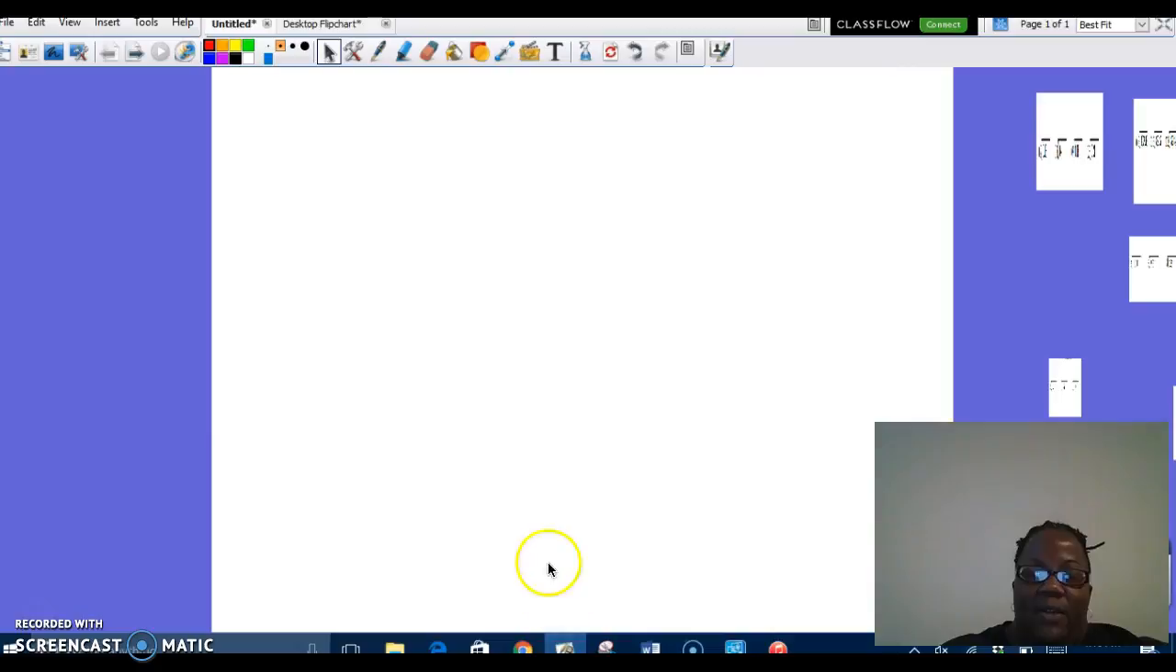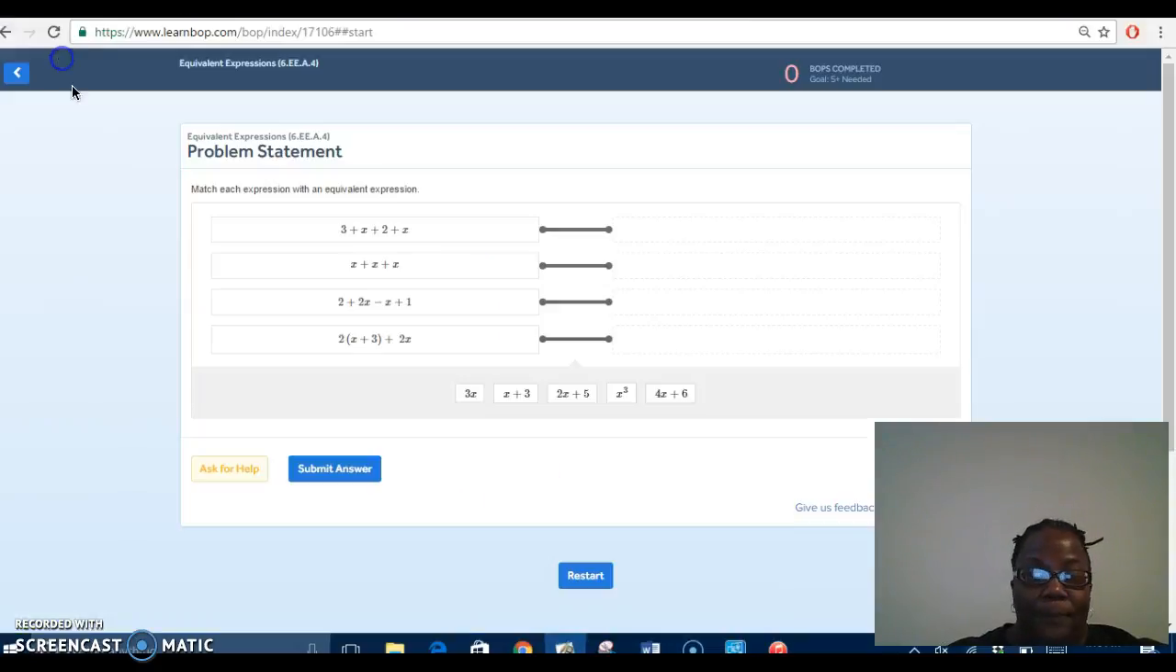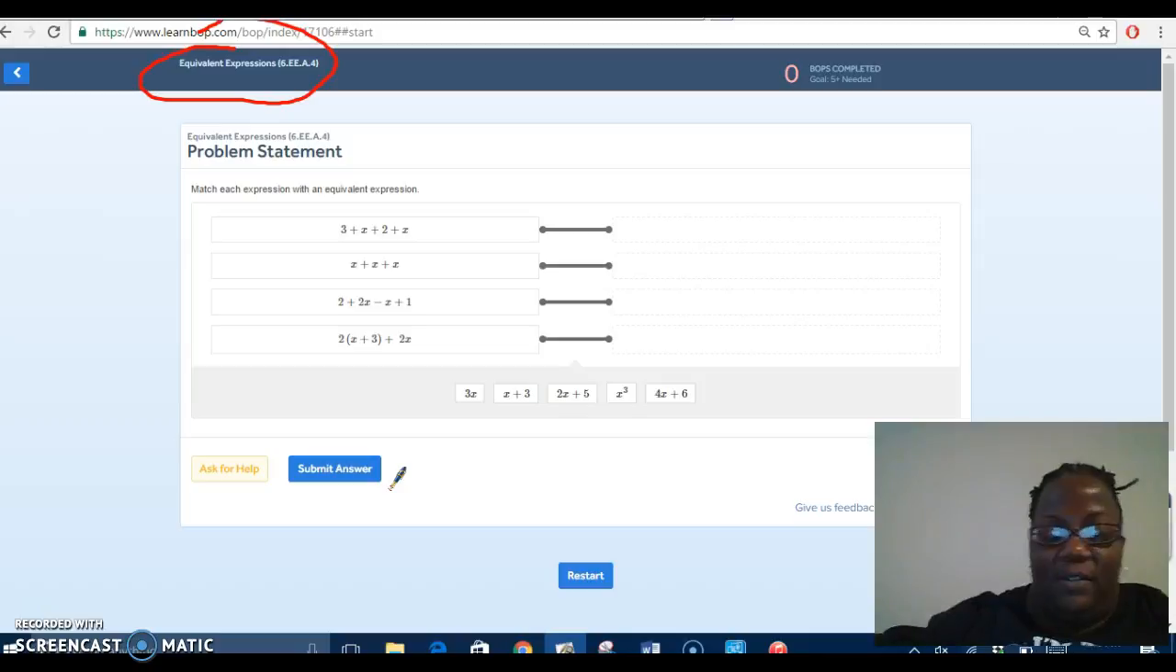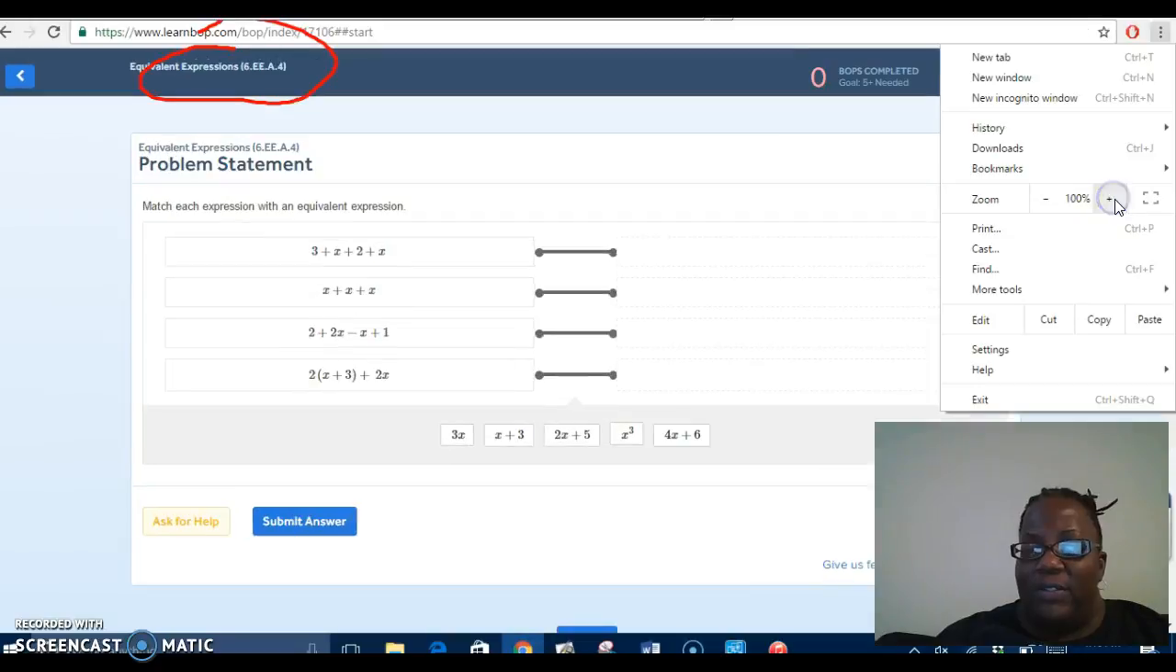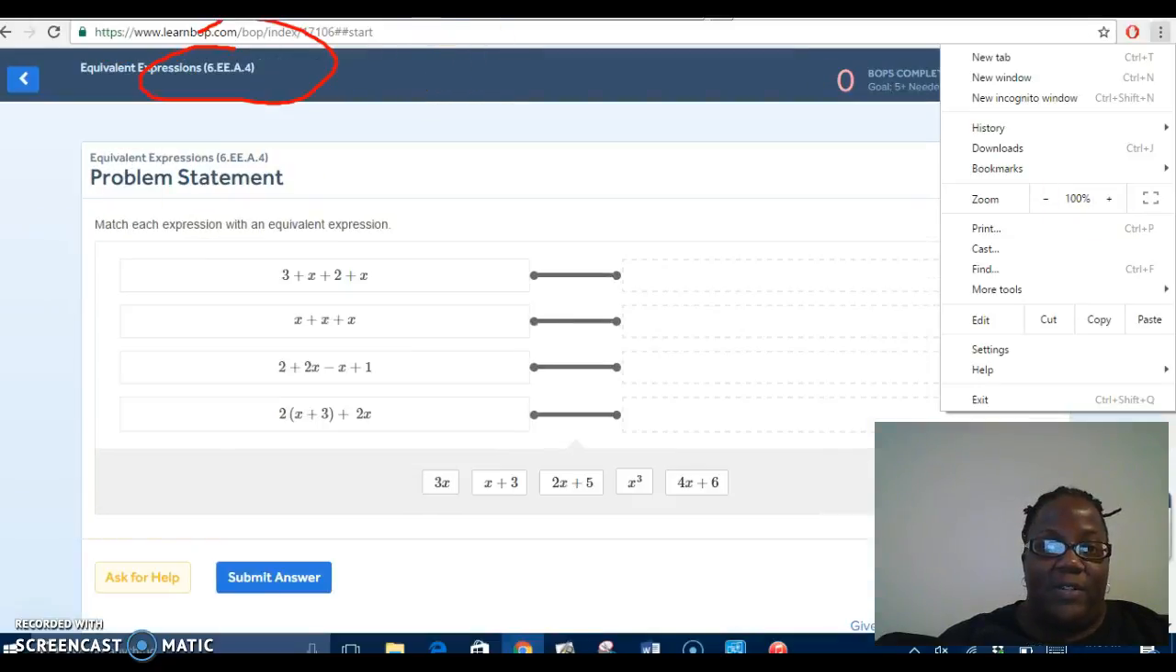So let me see what I got. Equivalent expressions. This one right here, for those that have this lesson in their Learn Bob plans for the winter. Okay, so I think I remember how to do this. Well, the first thing I need to do is make these problems a little bit bigger because I'm old. It's only at 80%. Let me just make it a little bit bigger so you can see it better.